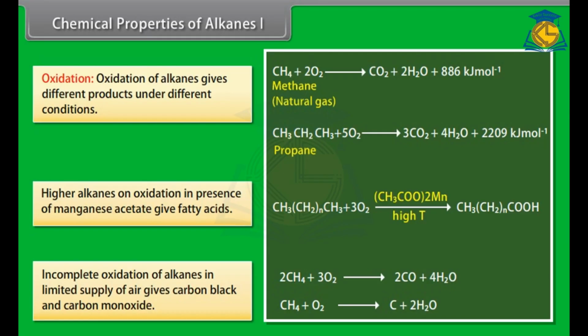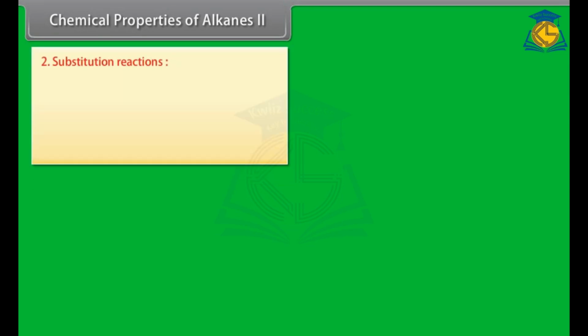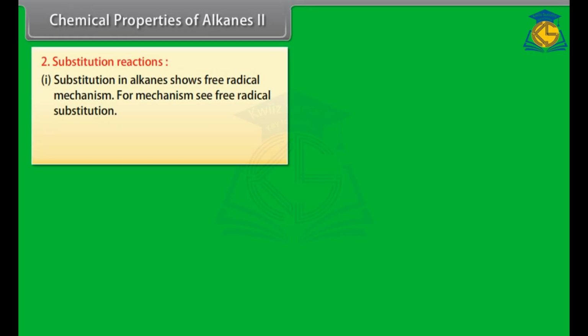2CH4 plus 3O2 gives 2CO plus 4H2O. CH4 plus O2 gives C plus 2H2O. Chemical properties of alkanes. 2. Substitution reactions. Number 1. Substitution in alkanes shows free radical mechanism. For mechanism, see free radical substitution.